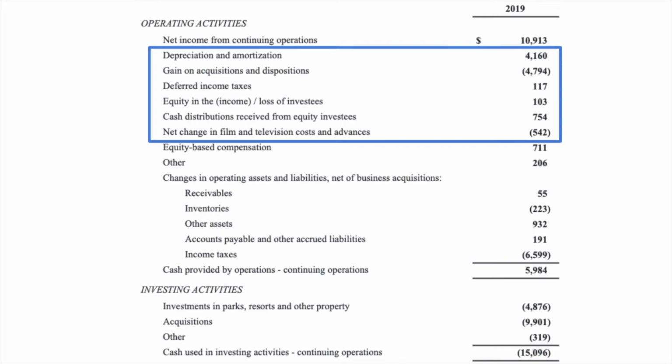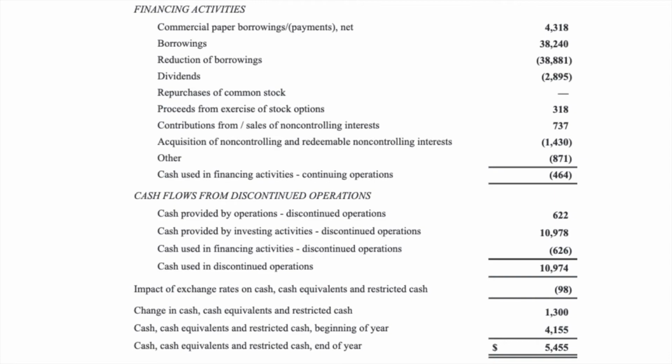So they got that 2018 net income of $10.9 billion, and in 2019, they spent it on various things like film and television costs and investing in the resort equipment. Going over to their financing, we see that they then borrowed $42 billion, but they paid back $38 billion of previous debt, and they also spent some money on things like dividends. And so by the end of the 2019 fiscal year, Disney ended up with $5.4 billion in cash.